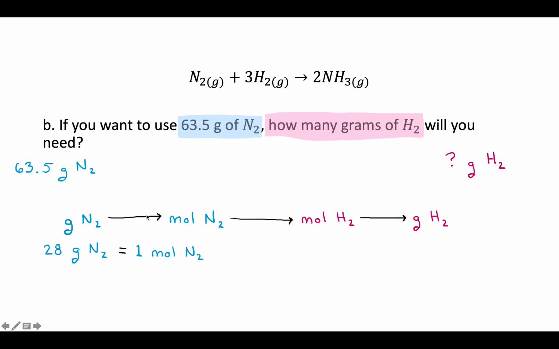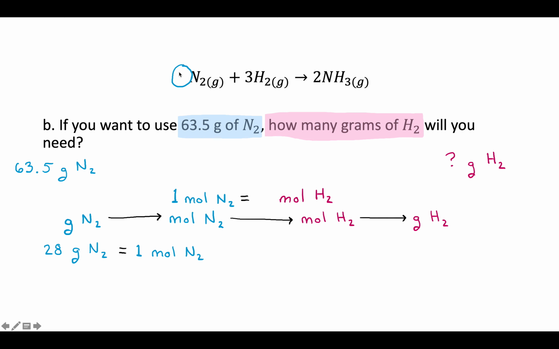Now for our second conversion, the middle arrow. For this, we need to know how moles of N2 relate to moles of H2. And to get the conversion factor for this, you're going to use the coefficients, the big numbers to the left of each compound. So in front of N2, nothing is written. And that means that we only have 1 of this. So there's going to be 1 mole of N2.